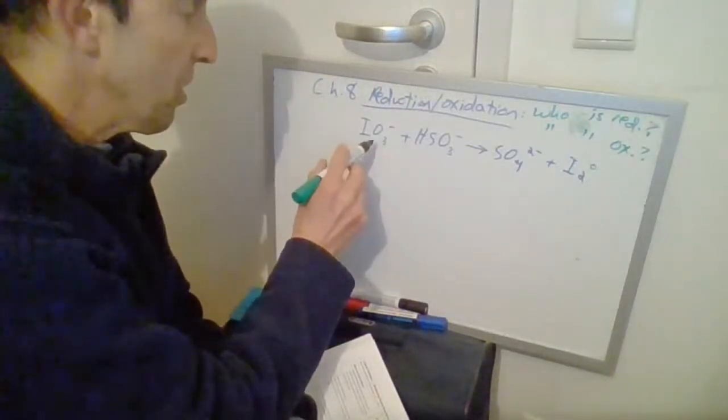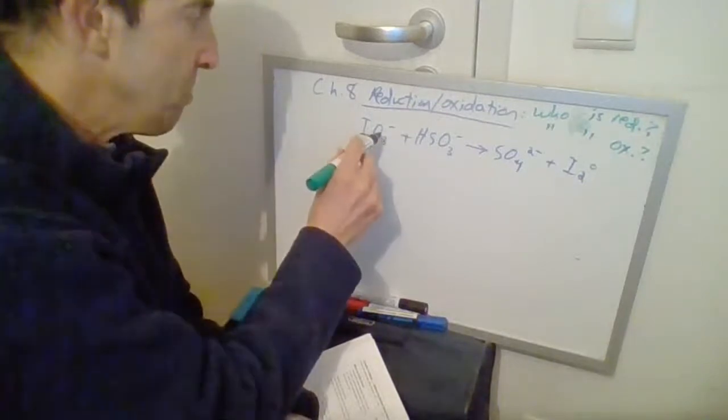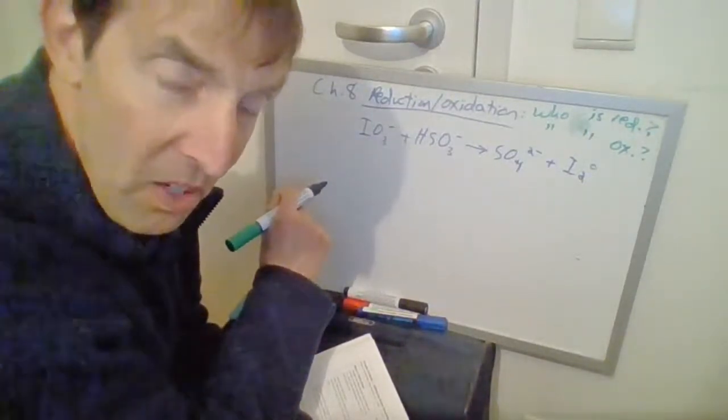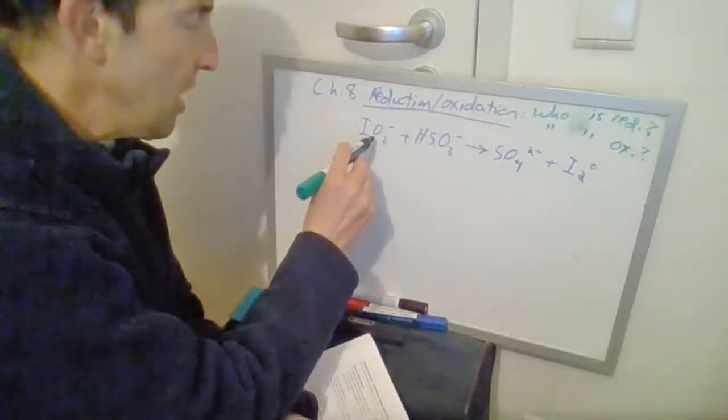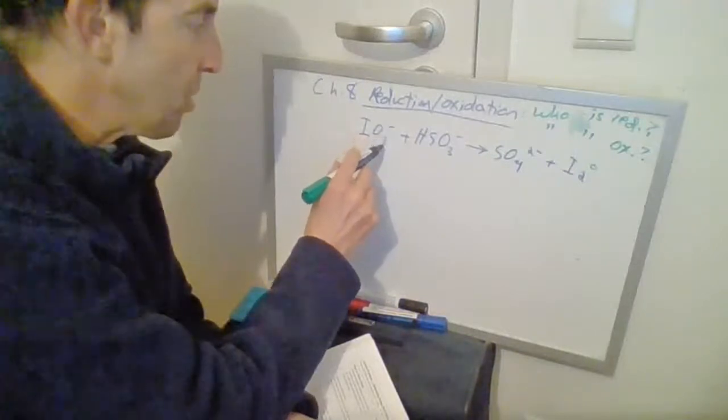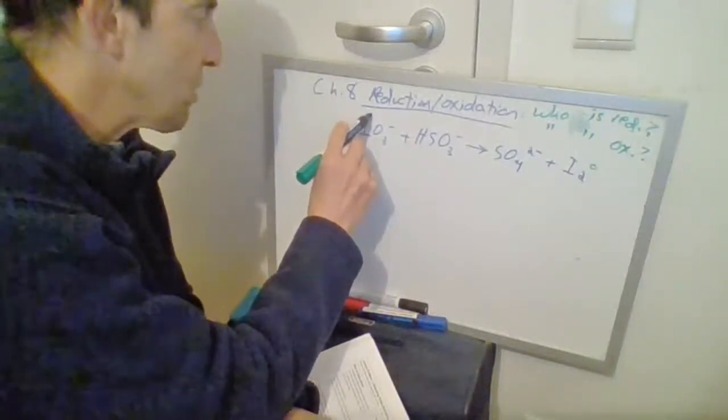What about over here? Well, this is trickier. It's minus, but I got 3 O's. Remember we said the O's are worth 2 minus a piece? So if the O's are worth 2 minus a piece, then I got 6 minuses, but I got 1 left over here, so the I must be plus 5.